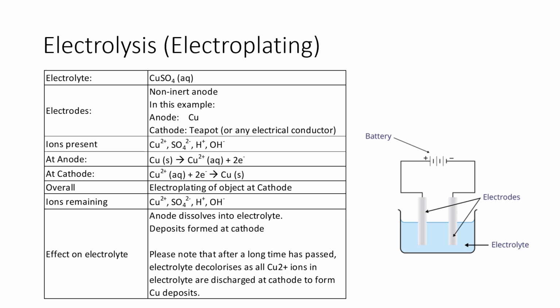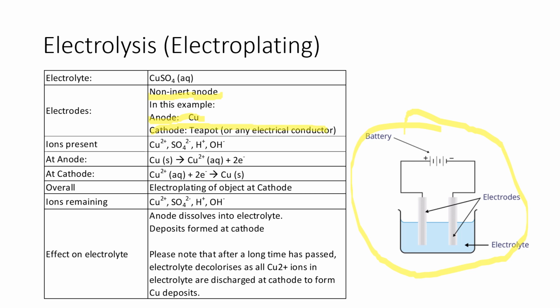We are at the fourth example of electrolysis, and that is electroplating. Again, draw the diagram. When you are done drawing the diagram, this time we label. Do note, this label is slightly different. We are using a non-inert anode, which means the anode can be any metal that you want to coat with, and the cathode is the object that you want to coat.